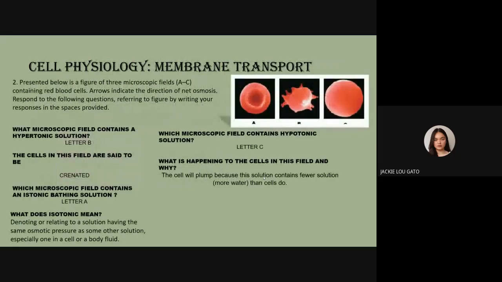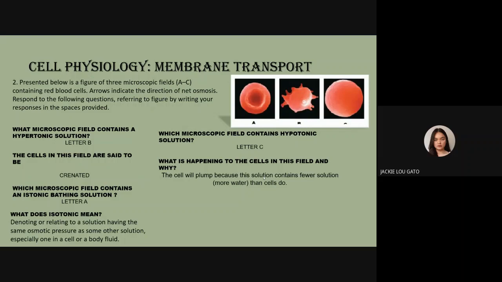For the next number, which is number 2, it consists of 6 questions. The first question is which microscopic field contains a hypertonic solution? Our answer is letter B. Next, the cells in this field are said to be: our answer is crenated. The third question is which microscopic field contains an isotonic solution? Our answer is A. And for the fourth one, what does isotonic mean?